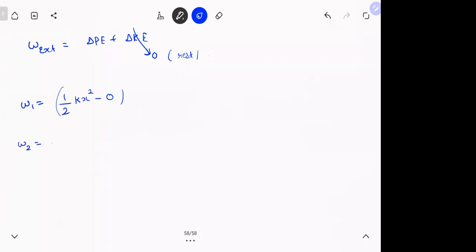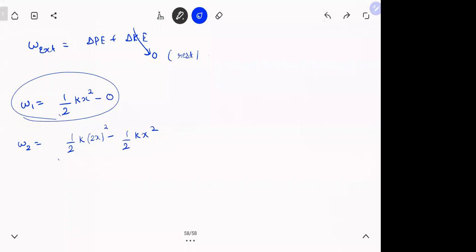What is work done by W2? Half k 2x whole square, that is your final, minus initial half k x square. Does it make sense? Because the spring potential energy is half kx square, final minus initial. So final is half kx square and 0 for this one. Final is 2x and initial is x for this one. So this turns out to be half kx square, and this would be 3 by 2 x square.